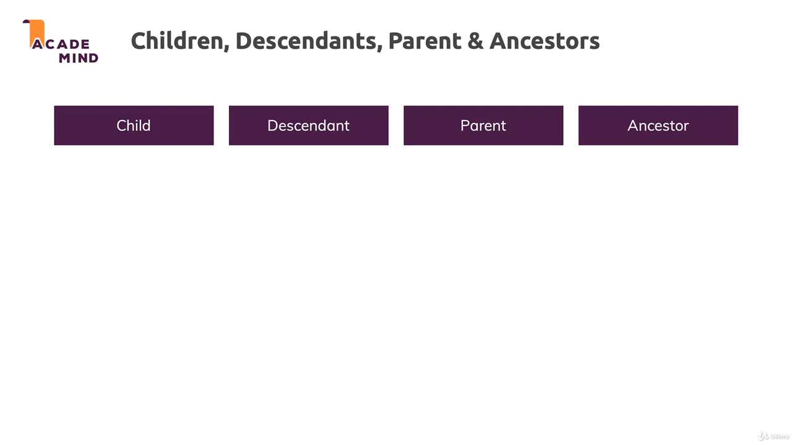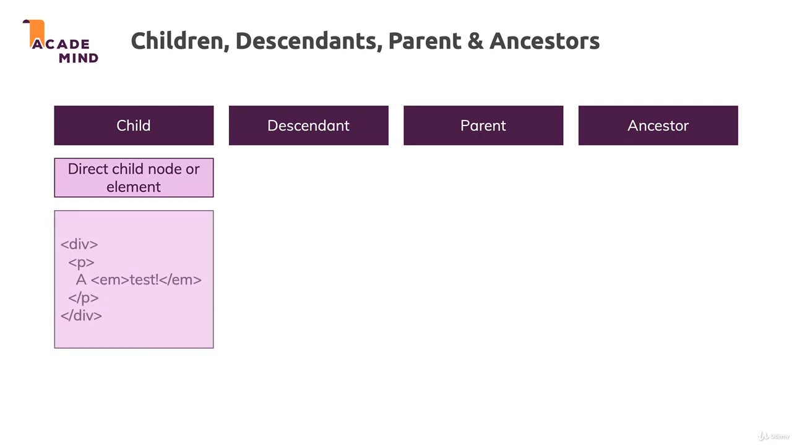Now, when I say child, if I speak about a child element when talking about these DOM traversal methods you'll learn about, then this always means a direct child node or element, so an element node. And with that, I mean that here in this small example, the paragraph is a child of the div because it's a direct child element. It's directly below the div, one layer below it, so to say.